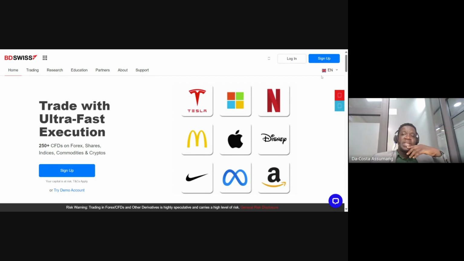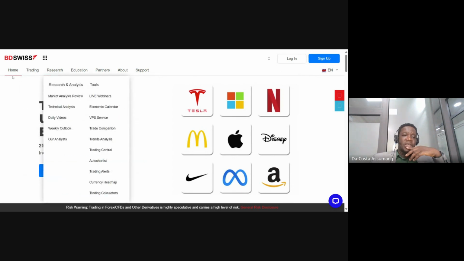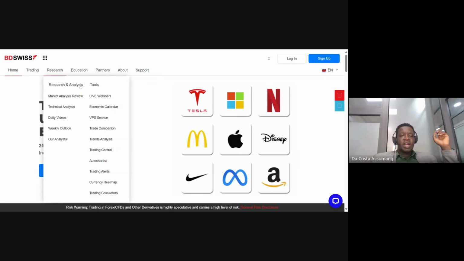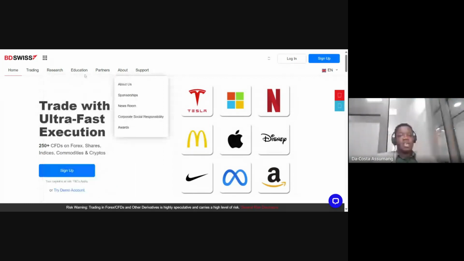Now, when you come to the BDSwiss website, you go to research. Please, can you all see? Yeah, go to research. You come to tools. On the tools, you see economic calendar. Select it, economic calendar.